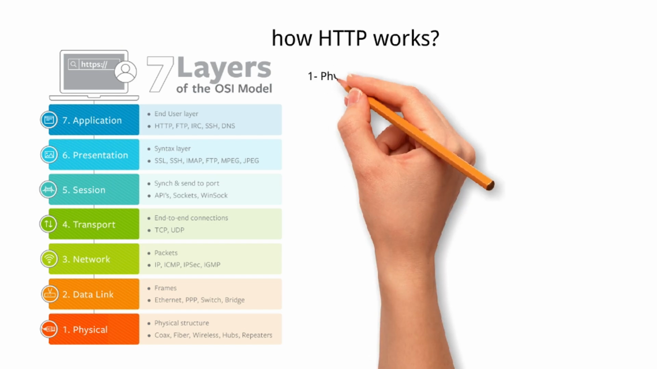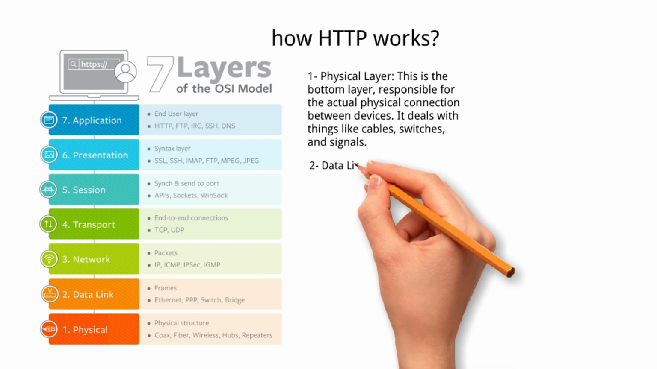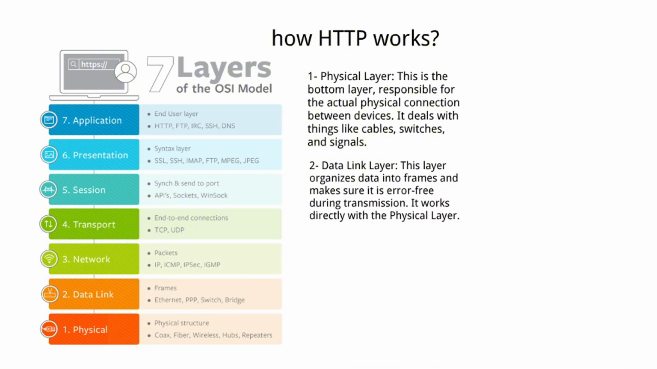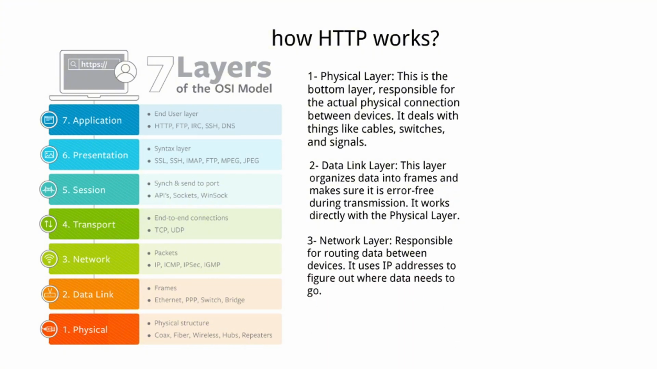1. Physical layer. This is the bottom layer, responsible for the actual physical connection between devices. It deals with things like cables, switches, and signals. 2. Data link layer. This layer organizes data into frames and makes sure it is error-free during transmission. It works directly with the physical layer. 3. Network layer. Responsible for routing data between devices. It uses IP addresses to figure out where data needs to go.